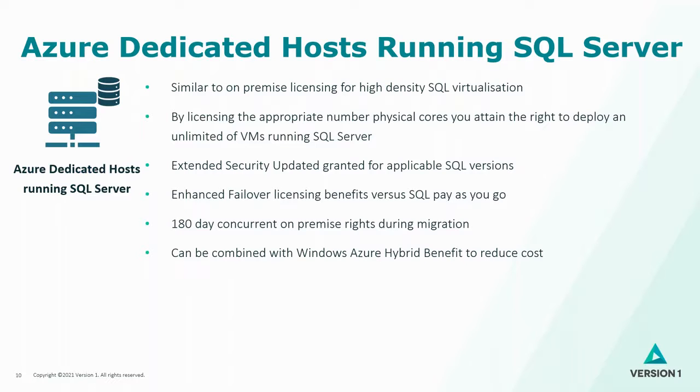The concurrency rule around the 180-day on-premise migration rights are also present. So there's that one-time right to migrate across over a 180-day period where you can use both sets of licensing. And again, this can be combined with the Azure benefit for Windows Server. So you can reduce your cost further by combining the Azure hybrid benefit for Windows Server on top of this benefit to get down those costs considerably.